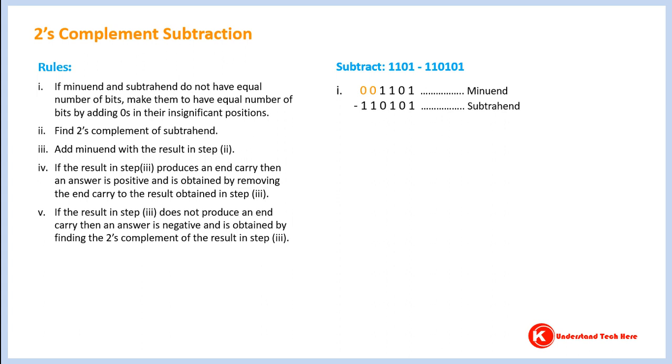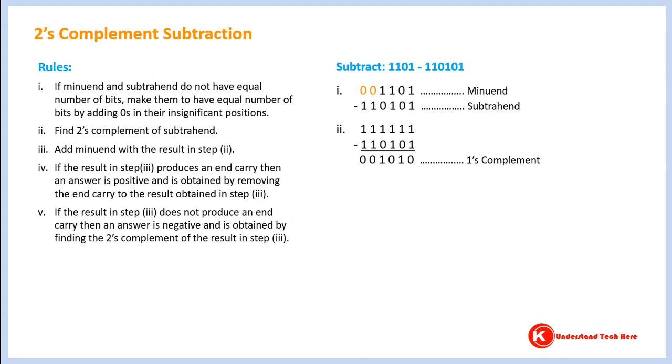Now let's apply rule 2. According to rule 2, we need to find the 2's complement of the subtrahend. To find the 2's complement, we need to first find the 1's complement. The 1's complement of any number is obtained by subtracting it from an equal number of 1's. Thus, the 1's complement of the subtrahend can be found by doing this. On subtracting, we get this. By definition, this is the 1's complement.